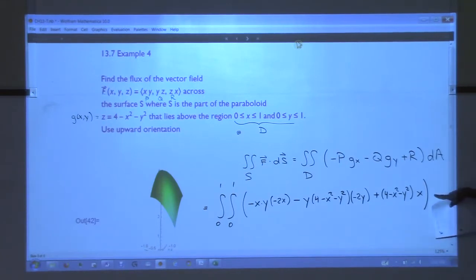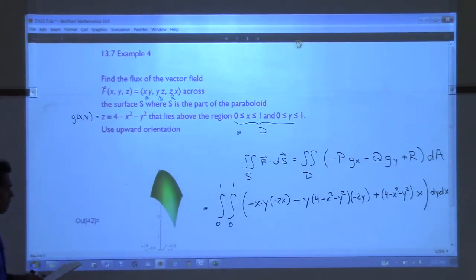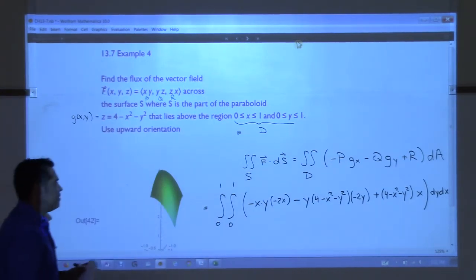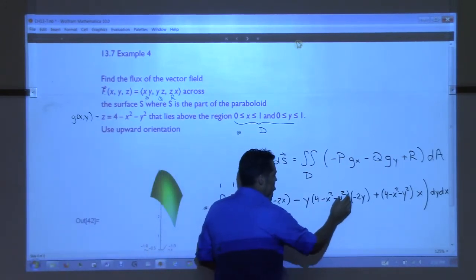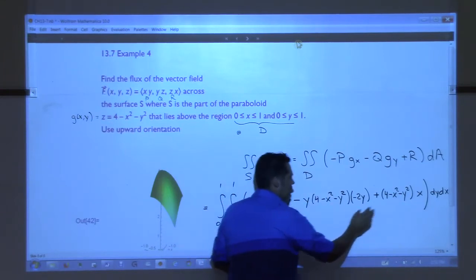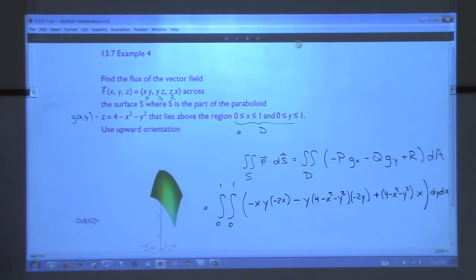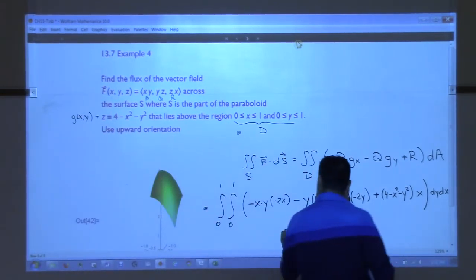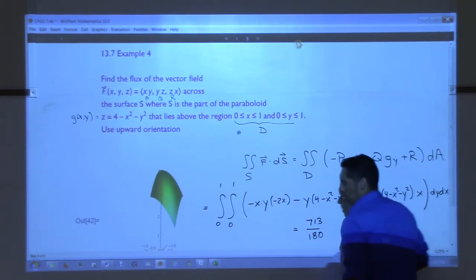And then I can go dx dy or dy dx. It doesn't matter here because they're both 0 to 1. So I'll go dy dx. That's it. All this would be is cleaning up at this point, right? Just put these together, distribute, get all your signs correct, and that'd be integrating polynomials, which I think would be well within reason. 713 over 180 is what you should get there.